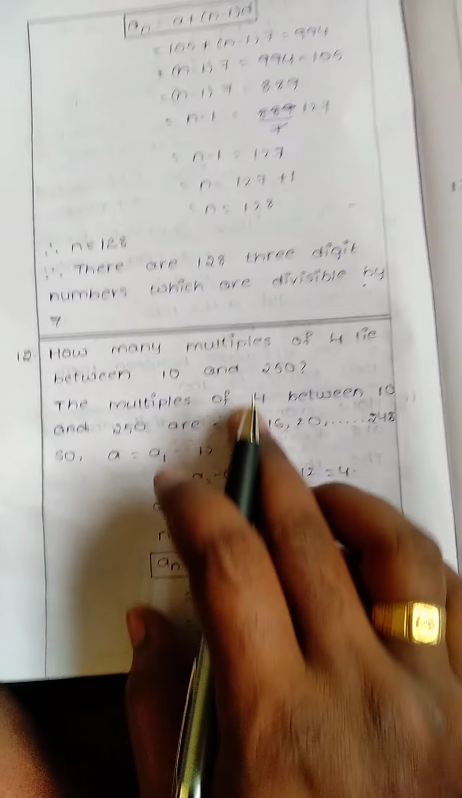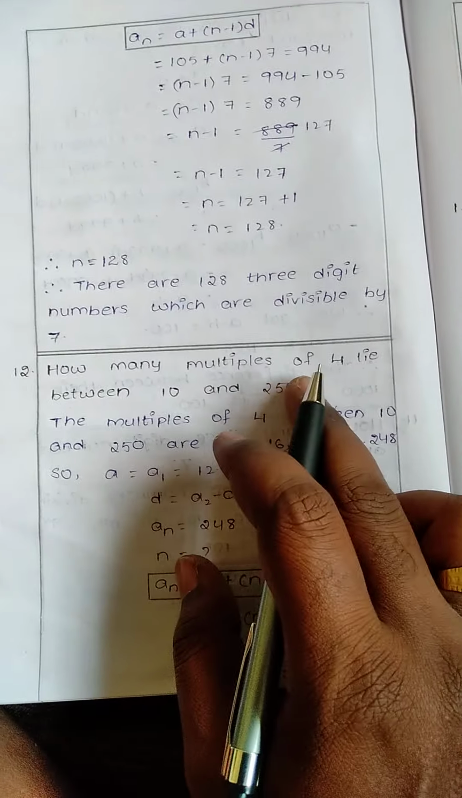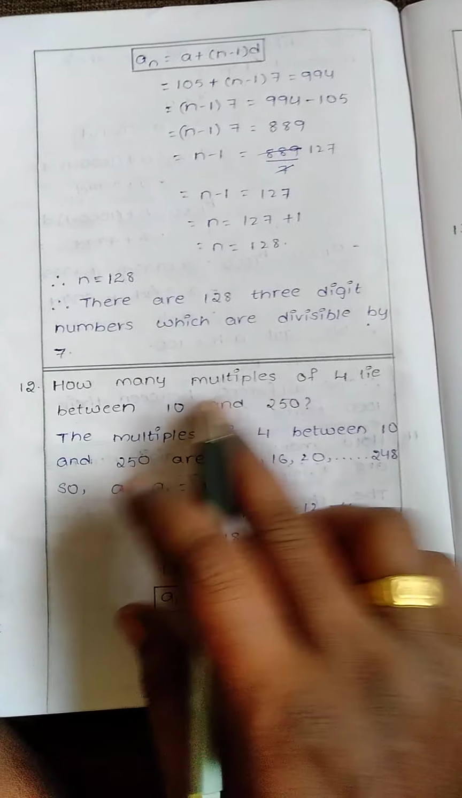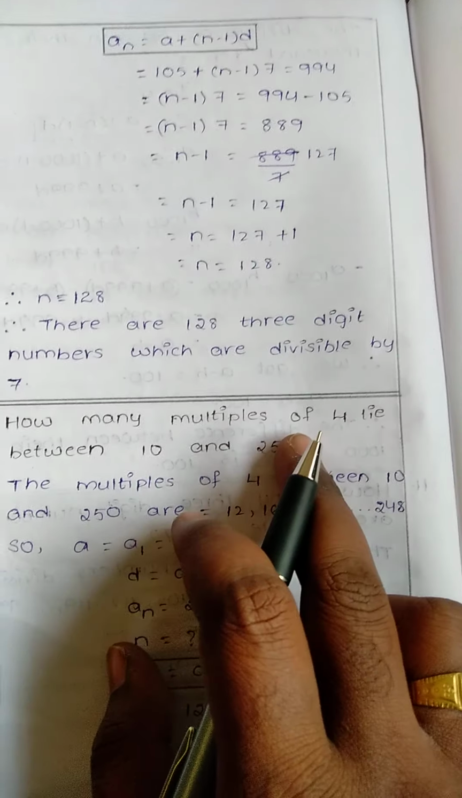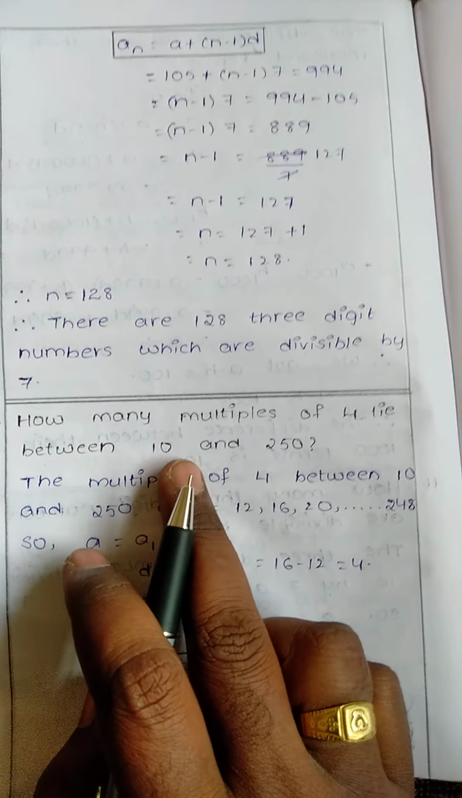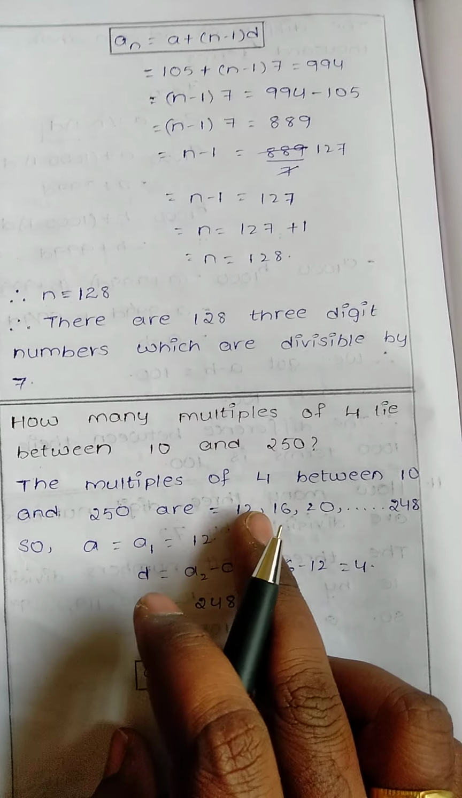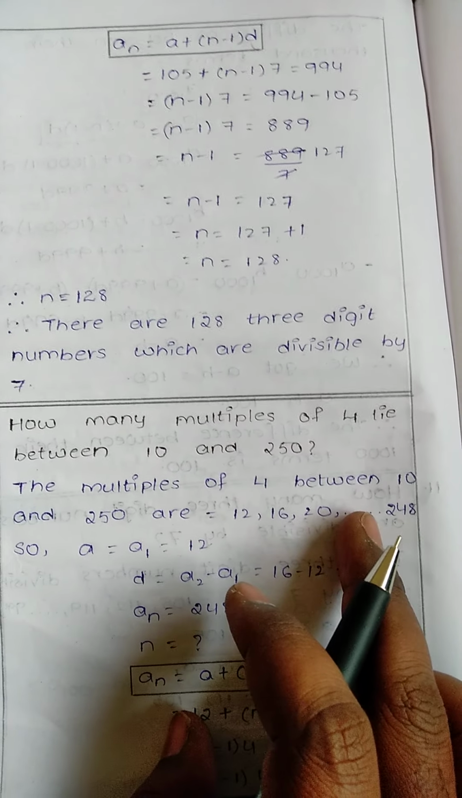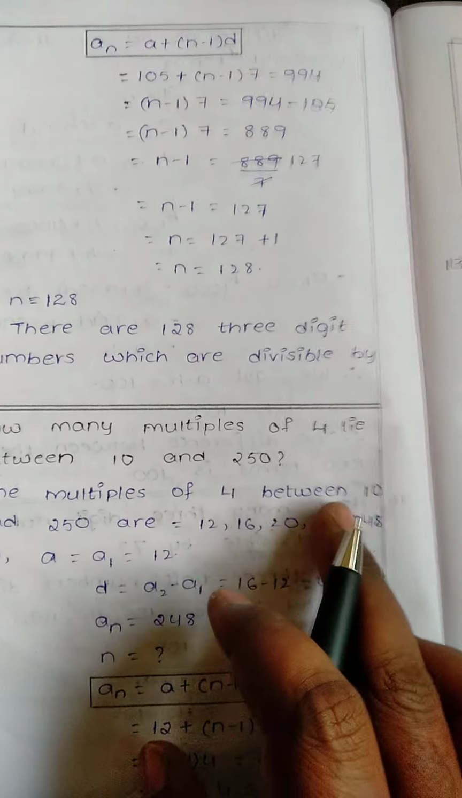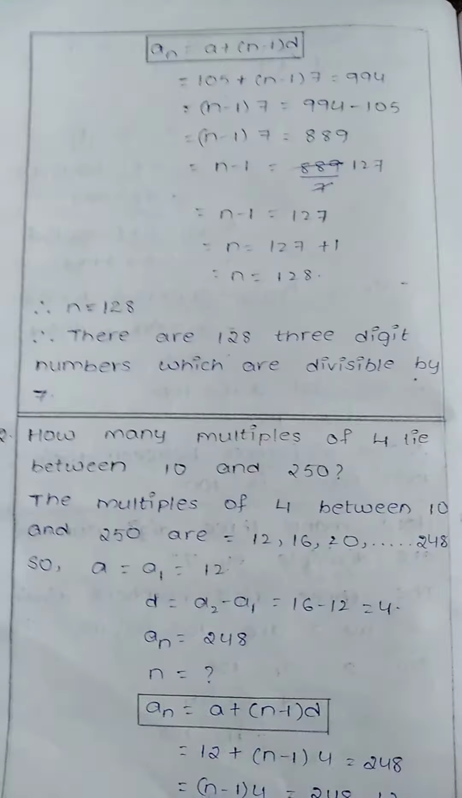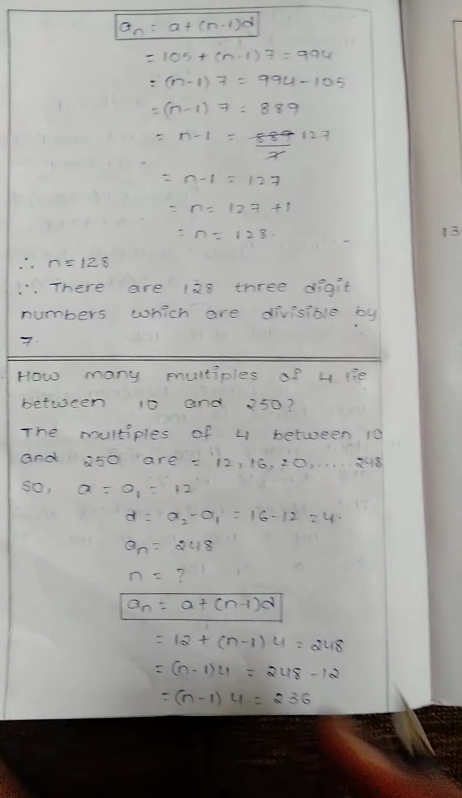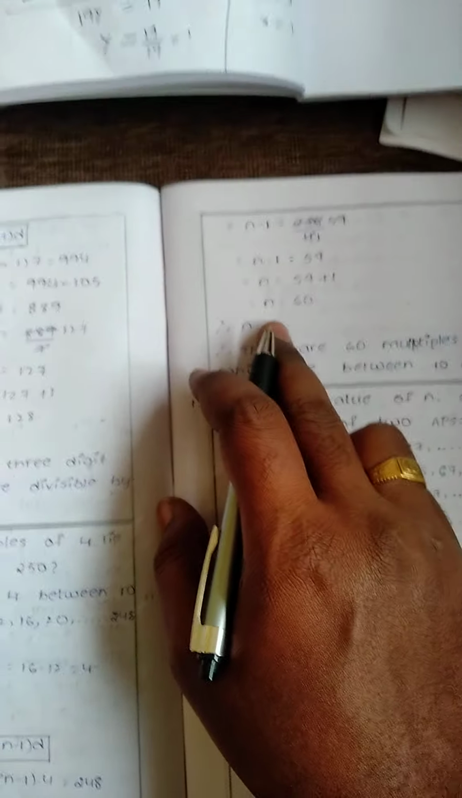Same question: how many multiples of 4 lie between 10 and 250? Here generally they ask for 3-digit numbers, but now they are asking between 10 and 250. So 10 no, 11 no, 12 yes. 12, 16, 20 and so on are the multiples. Till where will it come? 248. Same as before, if you do it, you will get the value of n.